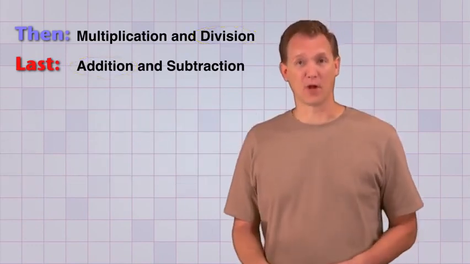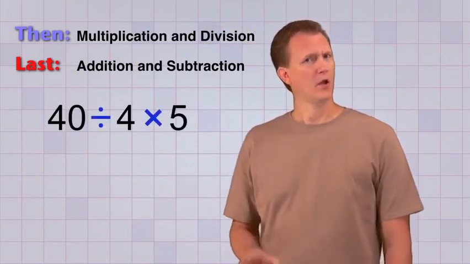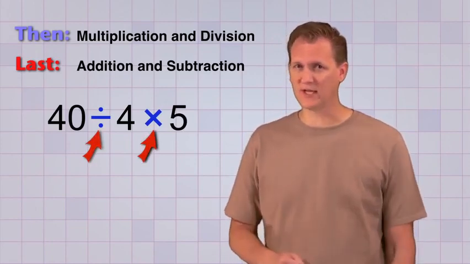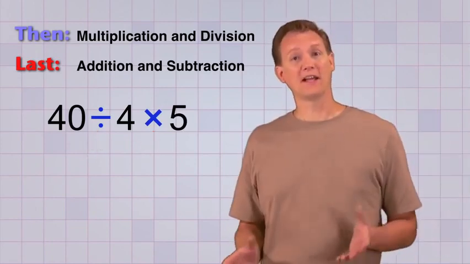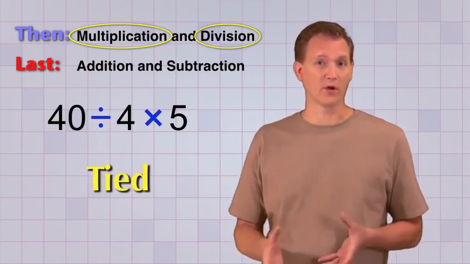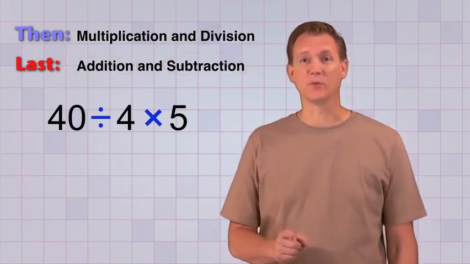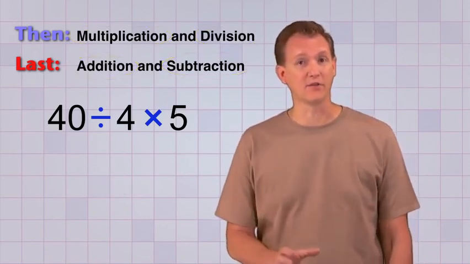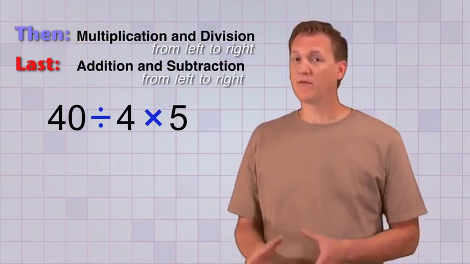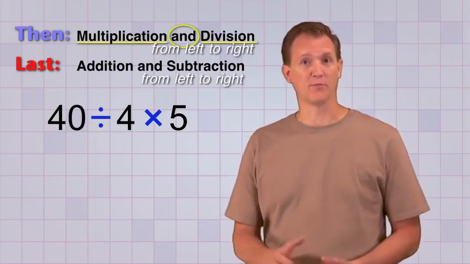And here's one last problem. 40 divided by 4 times 5. Which do we do first, the multiplication or division? Our rules don't tell us. Well, that's because multiplication and division are tied for priority or importance. So are addition and subtraction. And that's the reason we need an extra part at the end of each of these rules that says from left to right.